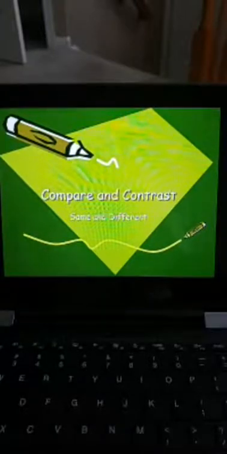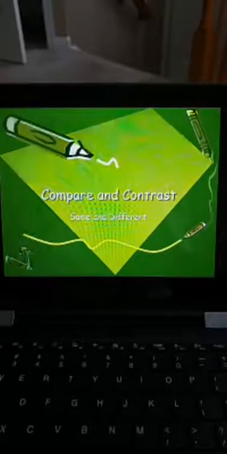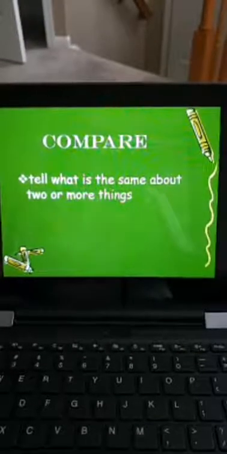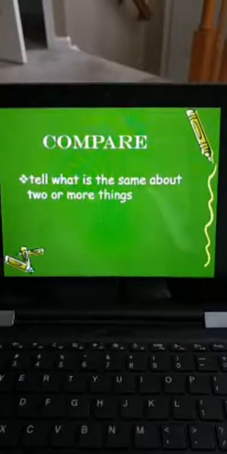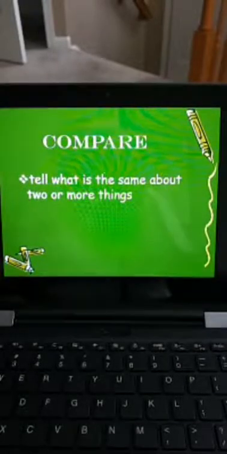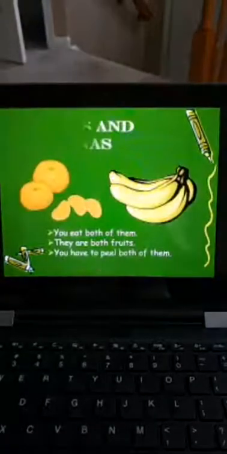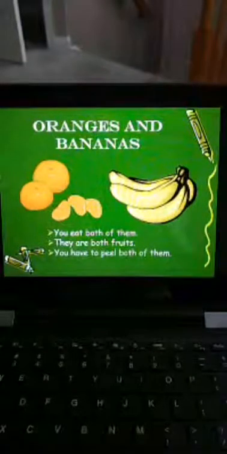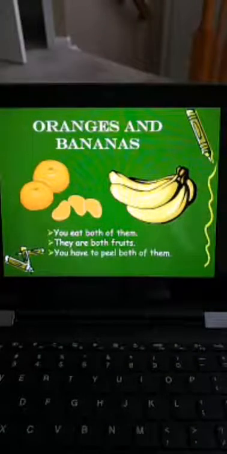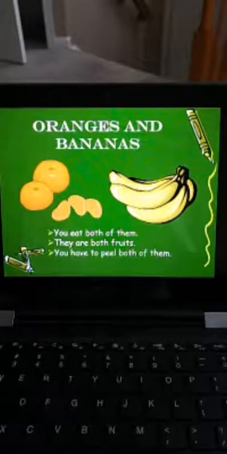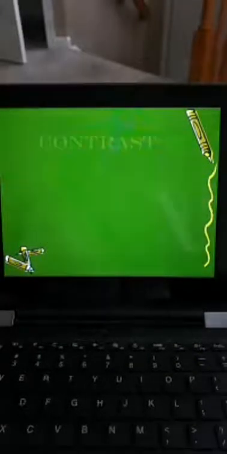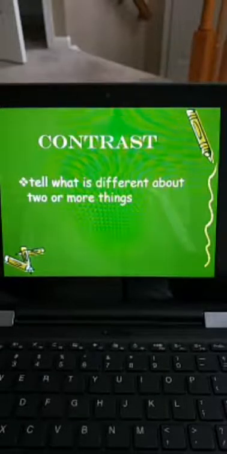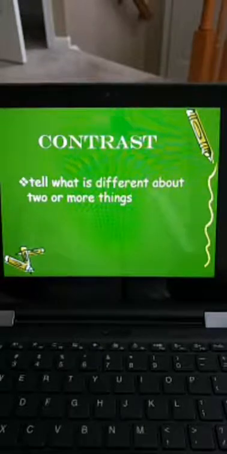Compare and contrast vocabulary, same and different. Compare tells what is the same about two or more objects, two or more things. That's compare. We already compared the apples and oranges. I'm not going to review this, but I'll just show it. So if someone wants to review the lesson and take notes, they can. Contrast tells what is different about two or more things.